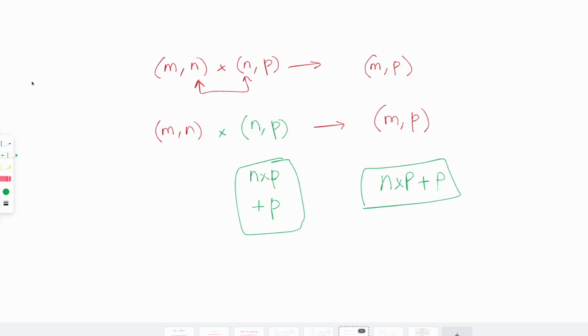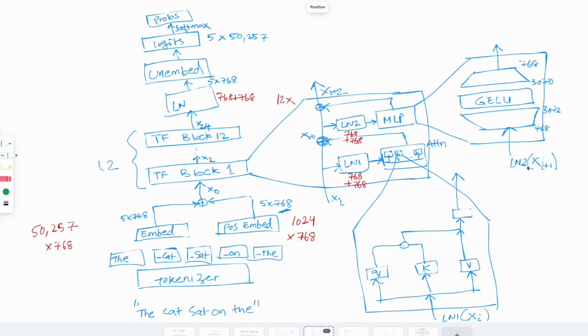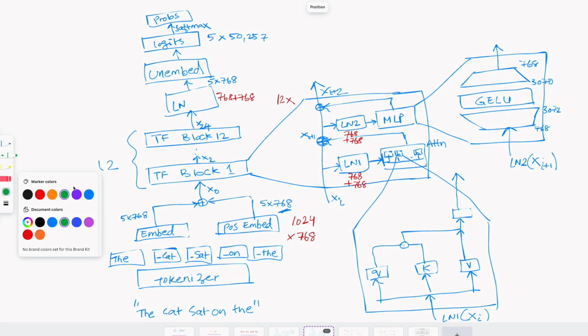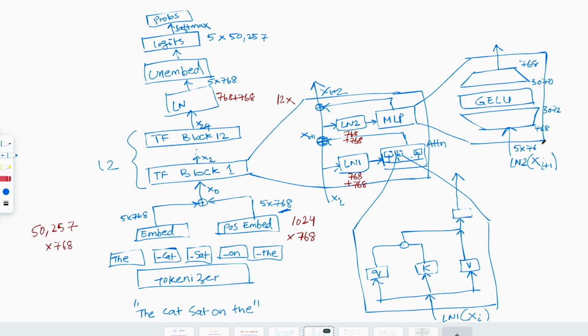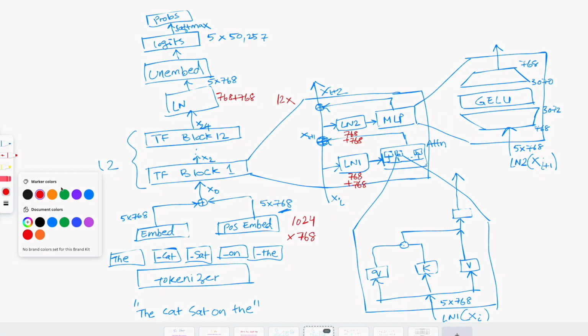Now let's go back and see how that works for the parameter calculation here. Remember, this dimension here is, for now, I'll just use the same blue color to show you what the residual stream has been. That's a 5 by 768 coming in. Now let's go back to red to show what happens.